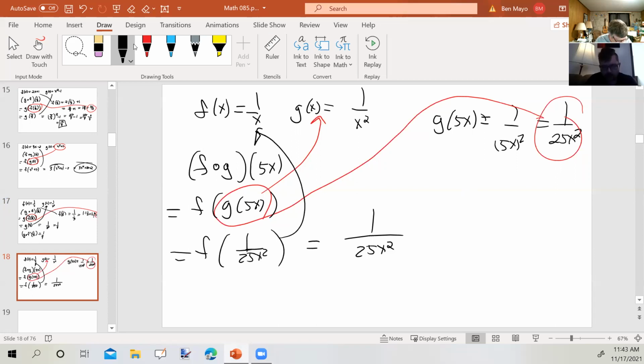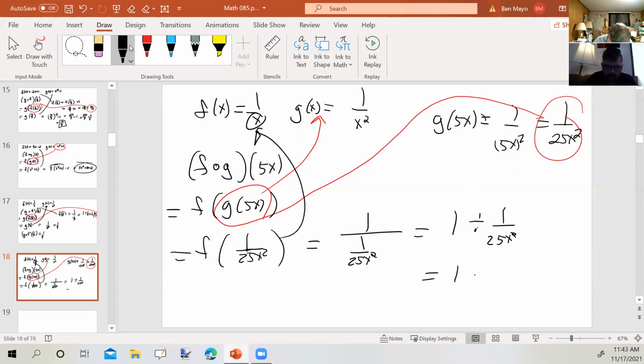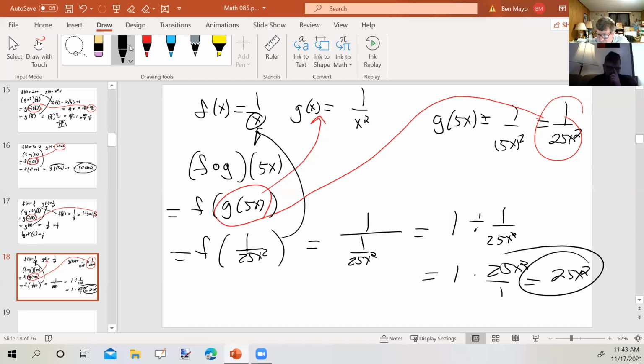Hang on here. No. I did something wrong. Yes, indeed, I did something wrong. Hang on. That's equal to 1 over 25x squared, right? Because this just goes in the place of x, which is 1 divided by 1 over 25x squared, which is 1 times 25x squared over 1, which is 25x squared. There we go. I ignored that 1. All right. Any questions there?